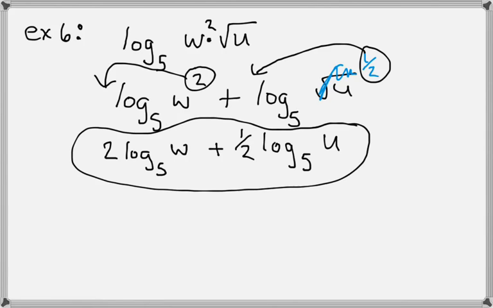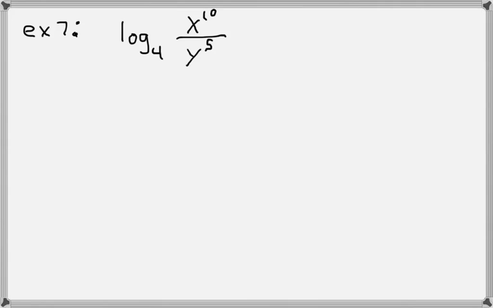Let's look at one more example. Here we have a log base 4 of x raised to the 10th over y raised to the 5th. Again, that fraction there tells us this is a quotient property, so we can expand that into two different logs. We have the log base 4 of the numerator, x to the 10th, minus the log base 4 of the denominator, that y raised to the 5th.